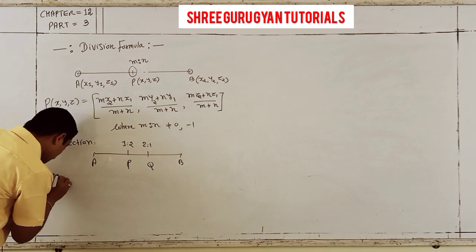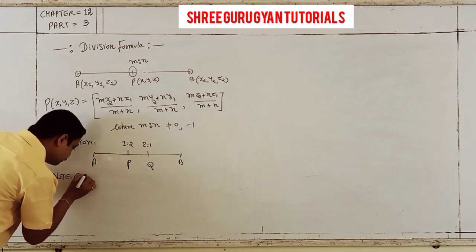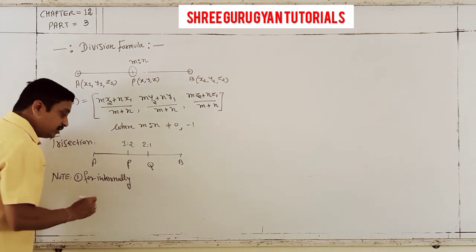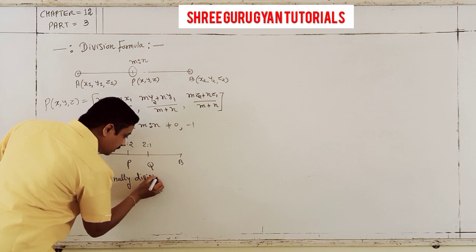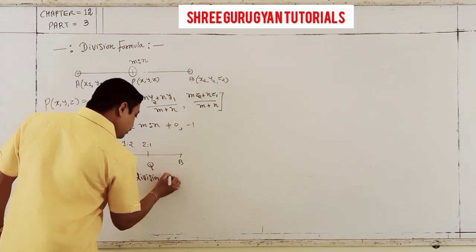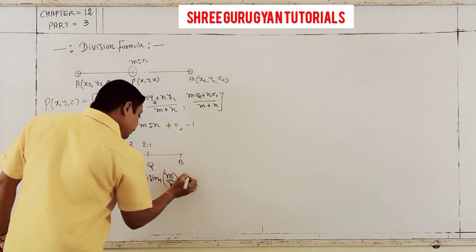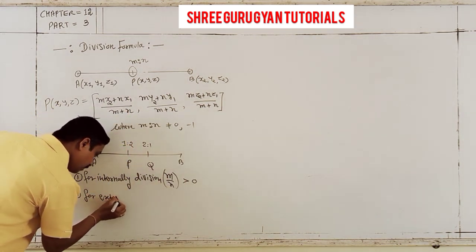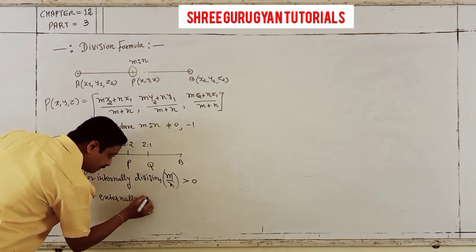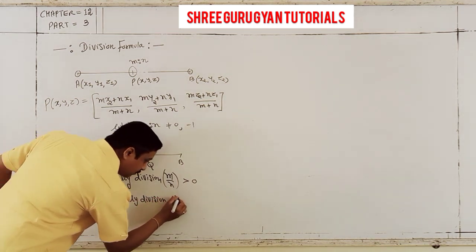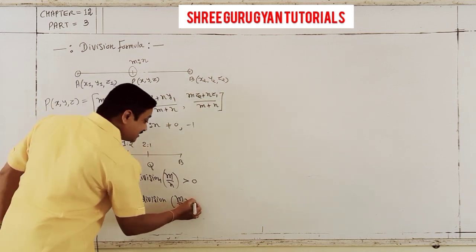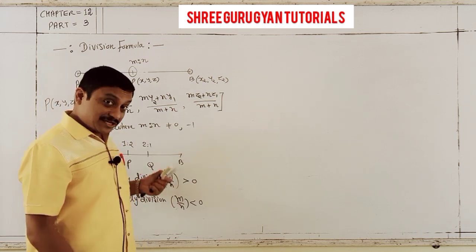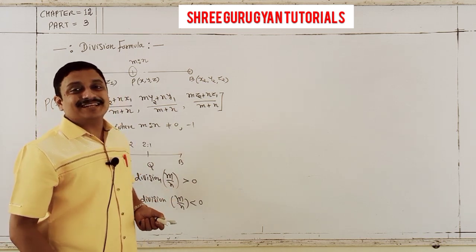So this is also one of the notes. For internal division, m:n is always positive, and for external division, m:n is always less than 0. But it is never 0 and never minus 1. Internally positive and externally negative.